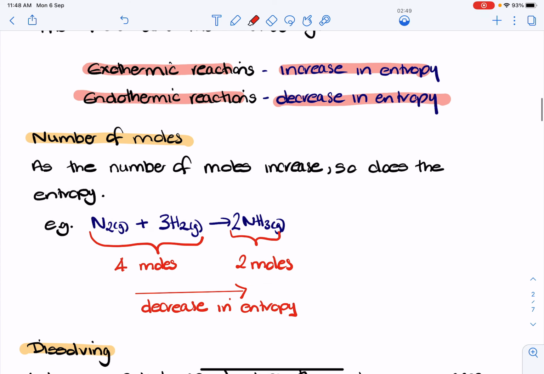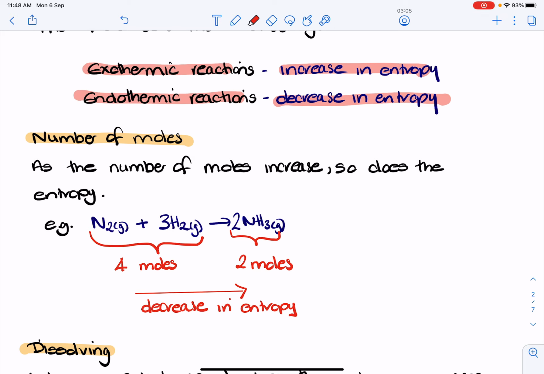Another way of being able to measure this is the number of moles. As the number of moles increases, so does the entropy. Think about it logically. If you've got more particles present, there's more chance that those particles can be in different locations, different vibrations. This means there's going to be a difference in randomness, disorder, so therefore it's going to be an increase in entropy.